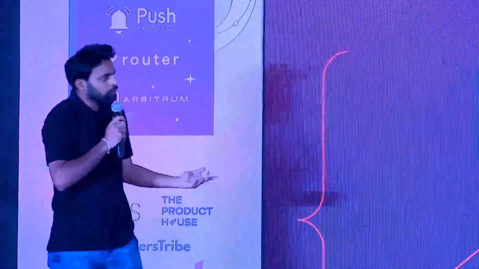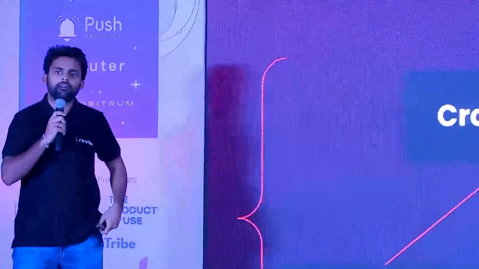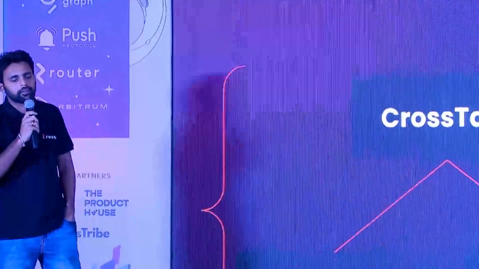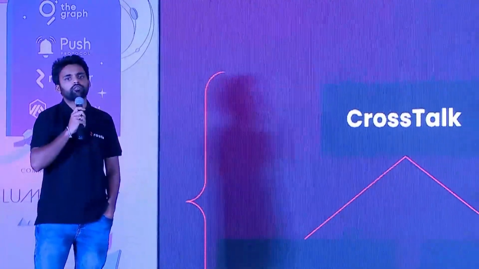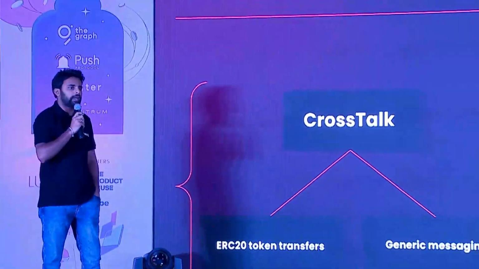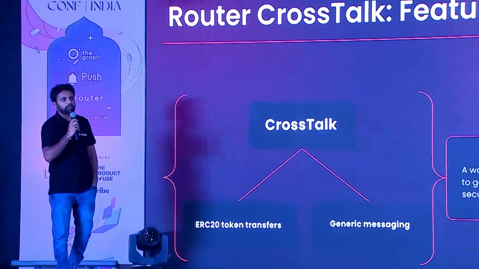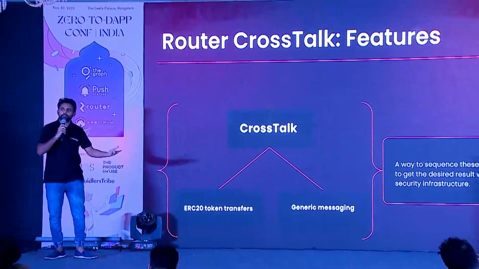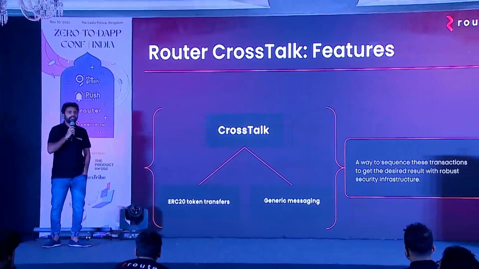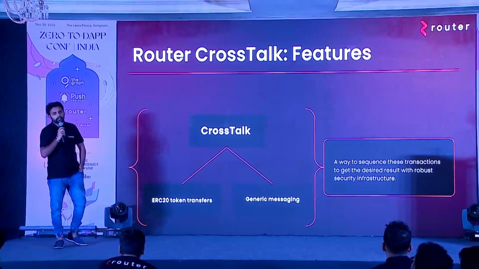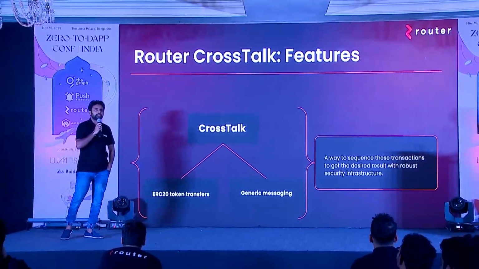Yeah, so on CrossTalk, we provide two major things. One is just the instruction transfer. What I mean by instruction transfer is that if you want to execute a particular function, let's say you are sitting on Polygon and you want to execute a particular function on BSC, that's what a simple instruction transfer means. And second, there could be a need for transferring tokens first and then executing a particular function.